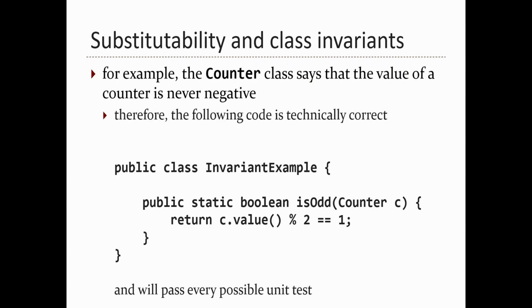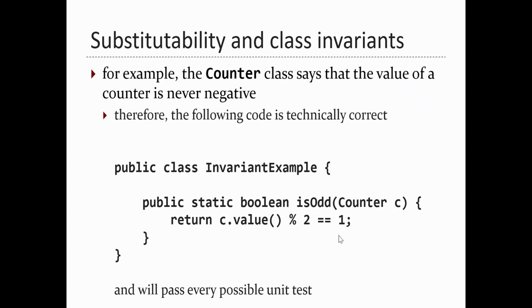Okay, so the counter class says that its value is never negative. So someone can come along and write this method called isOdd, and it takes in a counter C. Not just a counter C, it takes in any counter C. So it'll take in a stopping counter, a throwing counter, whatever.